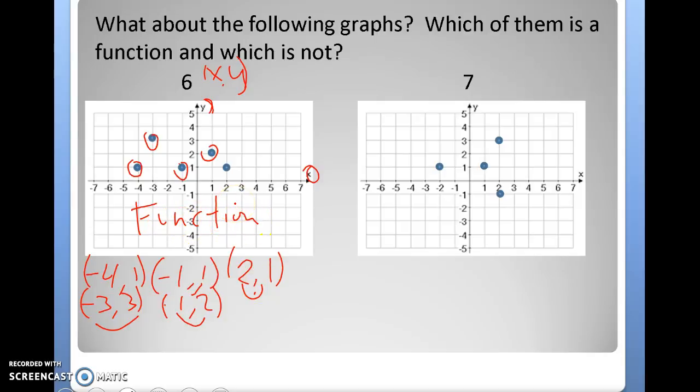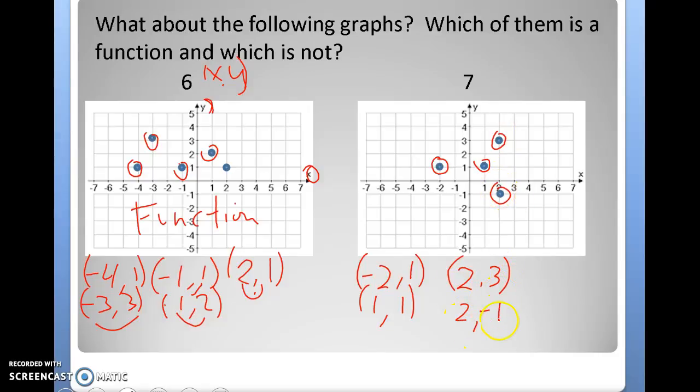Now, let's take a look at example number 7. It looks like, so far, it's a function. When I plug in a -2 with this point, what I get is a 1. Then when I move to this point, when I plug in a 1, what I get is a 1. So I know exactly what I'm getting so far. But now when I plug in a 2, this is the point (2, 3). But then down here, this is the point (2, -1). So when I plug in a 2, I don't know if I'm up here at this point or down here at this point. So this one is not a function.